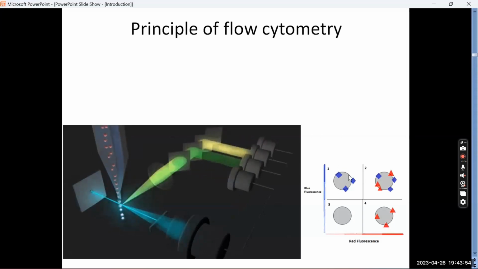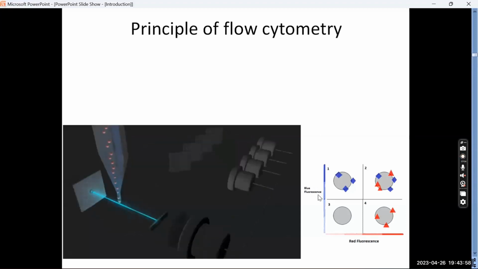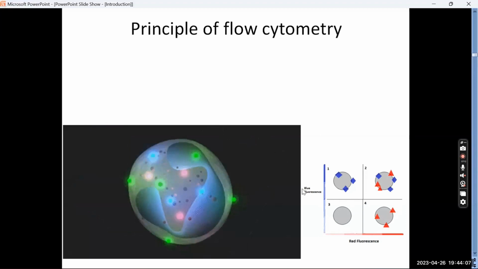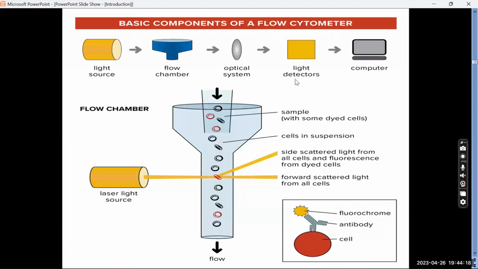So this is a schematic representation of data analysis where you have blue fluorescence on the y-axis and red fluorescence on the x-axis. You know how to read this. If your population is falling here, it is double negative. If it is falling here, it is positive for the y-axis marker. If it is falling here, it is positive for both the y-axis and x-axis markers. And if it is falling here, it is positive only for the x-axis marker.